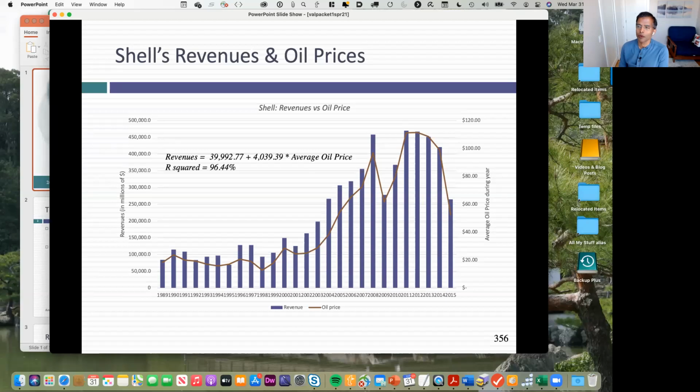It's not a company where I'm going to worry about who's the management of the company, what's their return on capital. This is an oil play. If oil prices go up, Royal Dutch is going to do well. If oil prices go down, Royal Dutch is going to do badly.